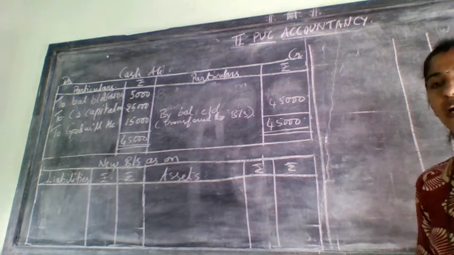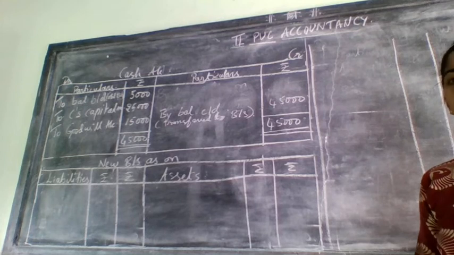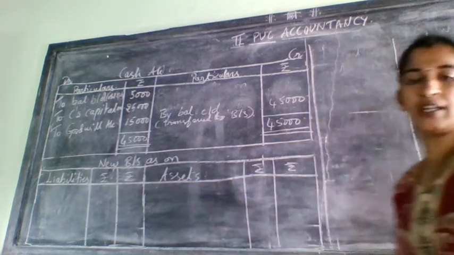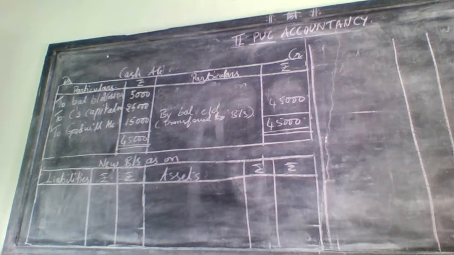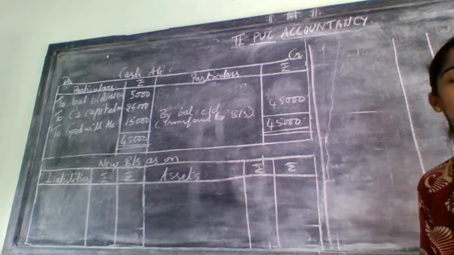Let us start doing the new balance sheet. First thing, to write a new balance sheet, you need to write the heading, new balance sheet as on. The date they will give you is when they will add a new partner into the partnership firm. That is, after the old balance sheet they will give you one date. That date you need to write here.